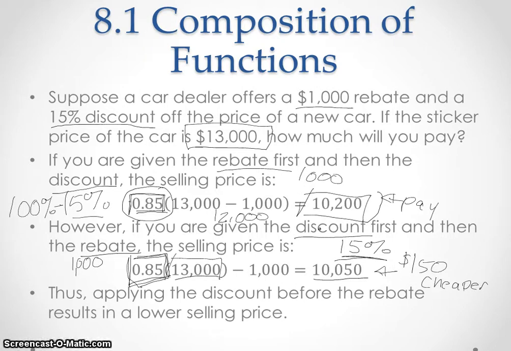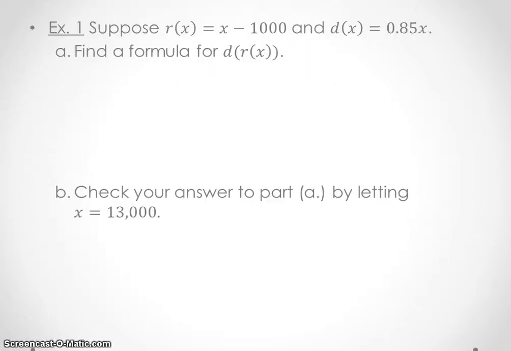Okay, and what we just did there was a composition. We actually did it both ways, which doesn't typically happen, but you can do them both ways to compare. Here we did the rebate first, then the discount, and then here we did the discount first, and then the rebate. So those were our two functions, if you want to think of them that way. Let's take a look at what you're going to be seeing in.